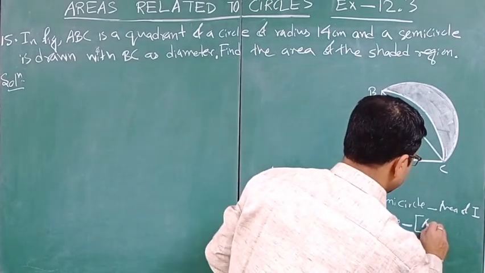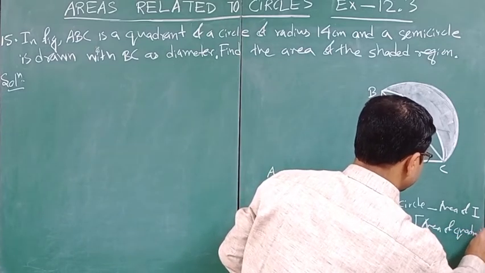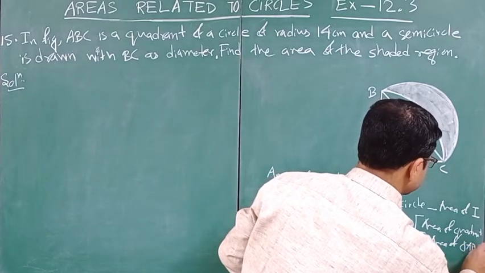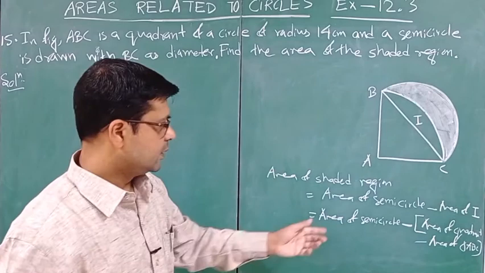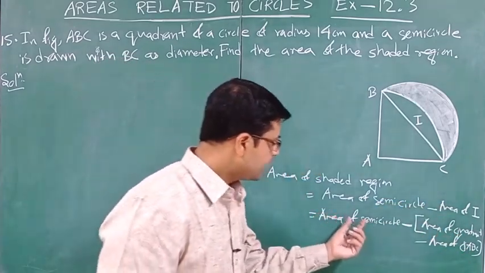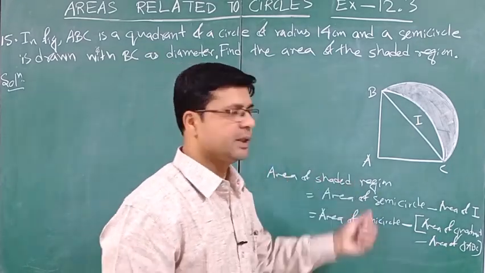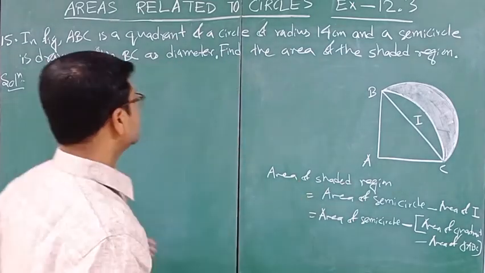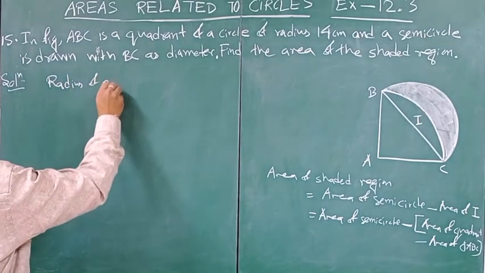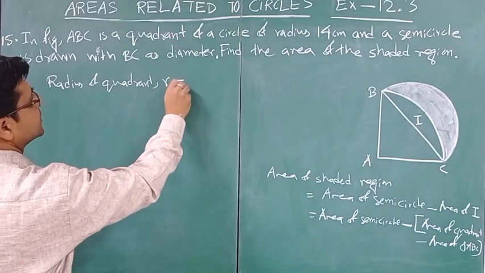So this is area of quadrant minus area of triangle ABC. Okay, so area of part 1 is area of quadrant minus area of triangle. So we have to know the values of these three, then only we can find the area of the shaded region. So what is given here? The radius of quadrant. It is only given. How much? So let us represent it by R.